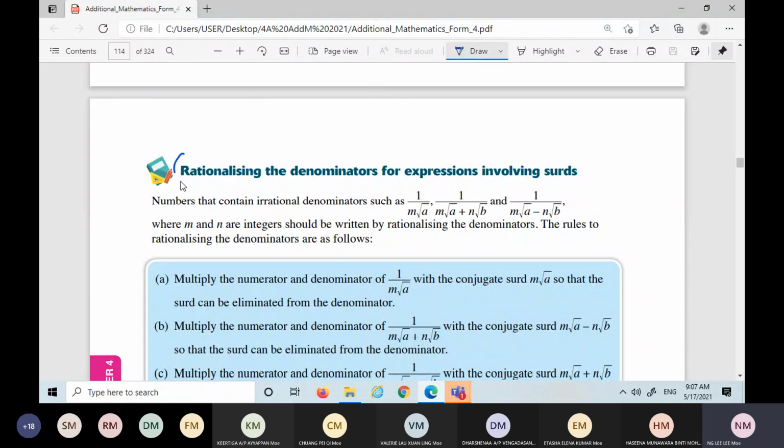Okay, so this is today's index. Rationalize the denominator. Today is 17.